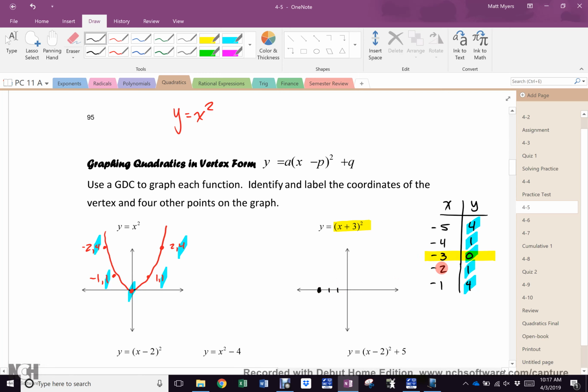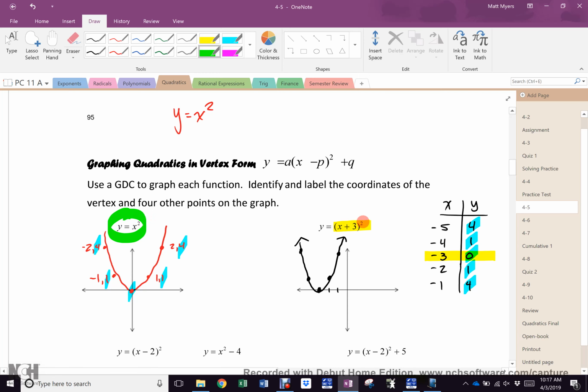And then it reflects over here. Then I go to negative 1, up 4. And then it reflects over here. So what is the connection between our original parabola, the easiest one in the world, and this one? What happened to it? It shifted. What direction? Left.